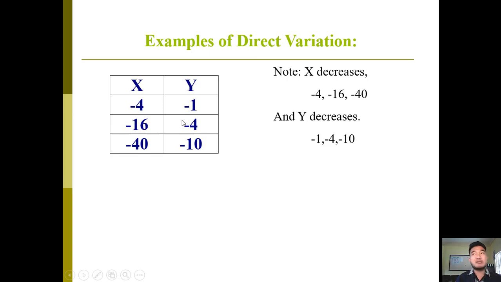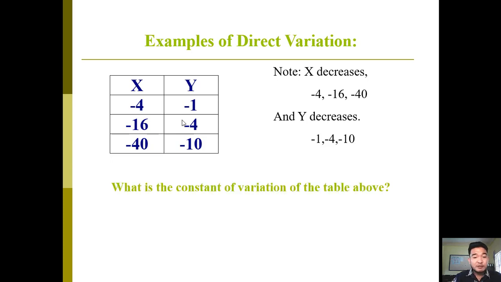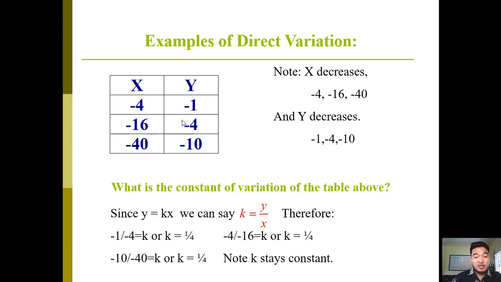Kasi ganyan ang direct variation. Pag tumataas si x, tumataas si y. Pag bumababa si x, bumababa din si y. Okay? Magkasama sila sa hirap at sa ginhawa. Let us first solve for the constant of variation in this table. Again, we use the formula k is equal to y over x.